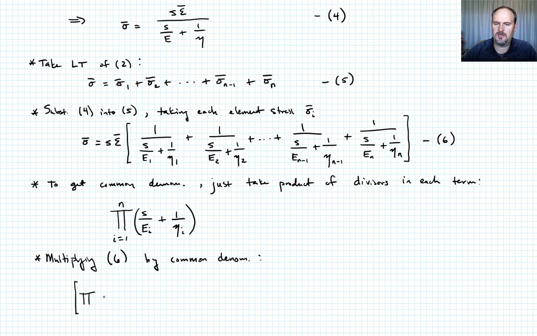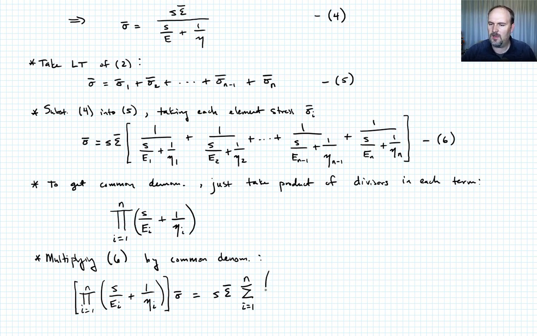This is the product from i equals 1 to n of s over E sub i plus 1 over eta sub i. Okay, that's what we're multiplying it by, and then we just have this sigma bar. On the left-hand side, I'm going to pull out that s epsilon bar. So what we can write is that we have a sum up here, so we better have a sum down here. The sum now goes from i equals 1 to n.